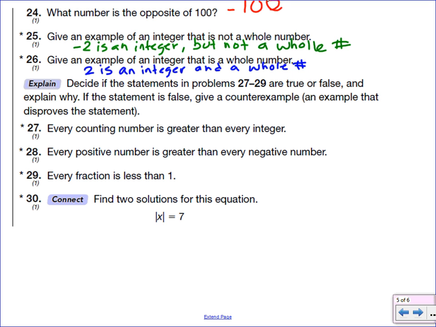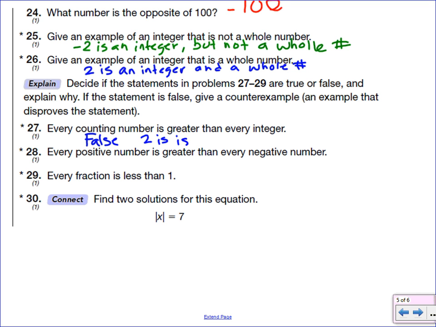Decide if the statements in problems 27 through 29 are true and explain why. If the statement is false, give a counterexample, an example that disproves the statement. Every counting number is greater than every integer. Well, integers, remember, include both positive and negative numbers. So if the counting number was 2 that we picked and the integer was 7 that we picked, that would not be true. So this is false.